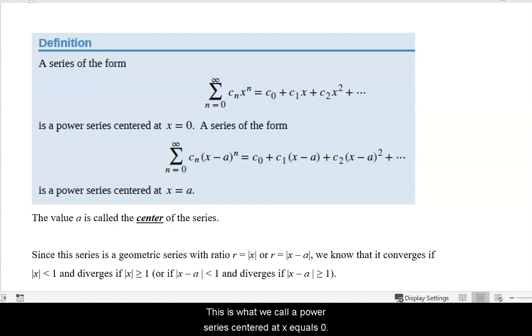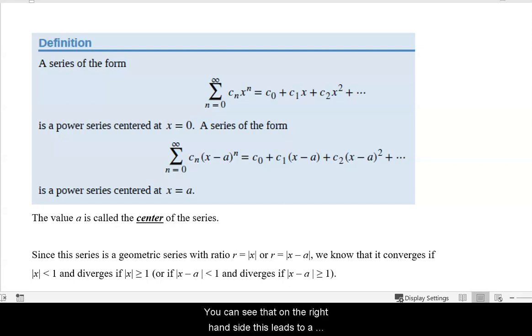This is what we call a power series centered at x equals 0. You can also center a power series at any other finite real number. You can call this A. We typically do use the lowercase letter a to represent the series center. In other words, the center of where the series is based. This would be written in the form of the infinite series from n equals 0 to infinity of c sub n times the binomial x minus its center a raised to the nth power.